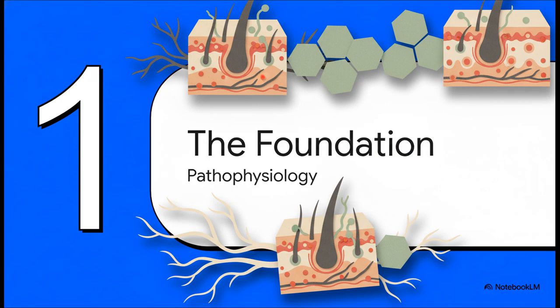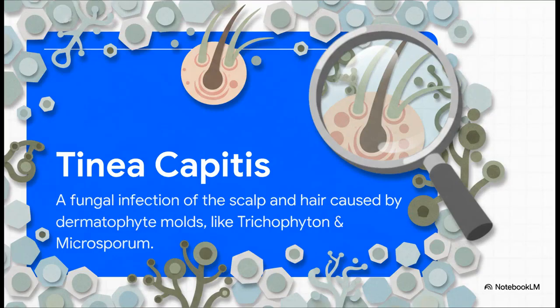Let's get into the pathophysiology. Really understanding the why behind the infection is what makes all the treatment decisions we'll talk about later make perfect sense. So what are we actually talking about here? Let's be really precise. Tinea capitis is a fungal infection specifically of the scalp and hair, and it's caused by a particular type of mold called a dermatophyte. For your boards, the two names you have to remember are the big ones, Trichophyton and Microsporum.